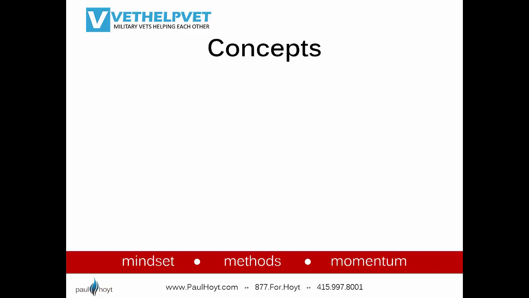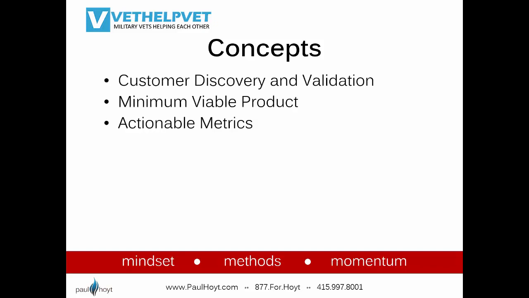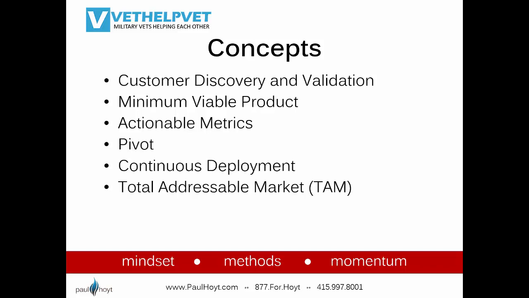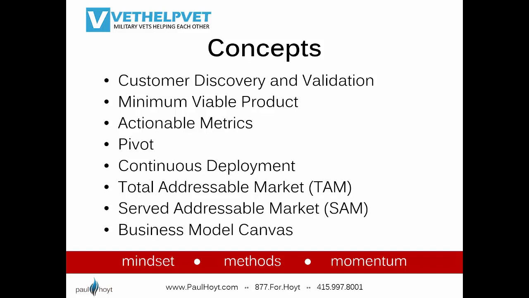Here are the major concepts that are included within the Lean Startup methodology: customer discovery and validation, minimum viable product, actionable metrics, the pivot, continuous deployment, the total addressable market, the served addressable market, and the business model canvas. We're going to talk about the first of those before we take our break, and then we're going to talk about the business model canvas when we come back.